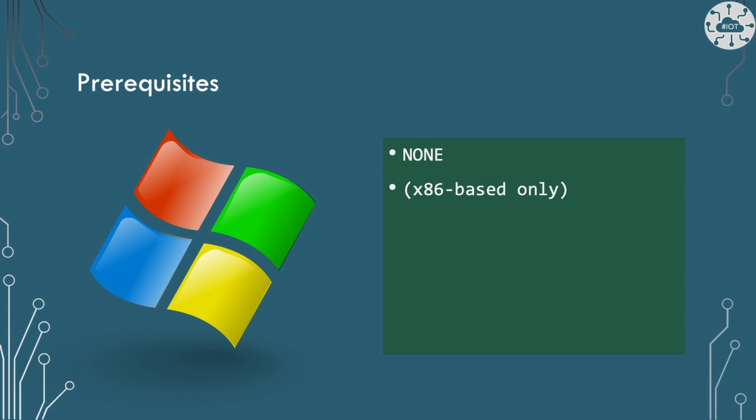Well, one caveat though. The VS Code extension only works on x86-based Windows. So if you're on one of the ARM-based versions of Windows, like you're trying to run it on a Raspberry Pi 5 or something, then this isn't going to work.